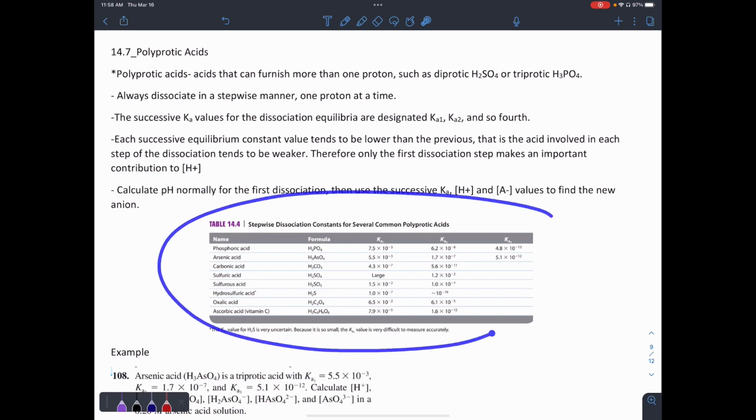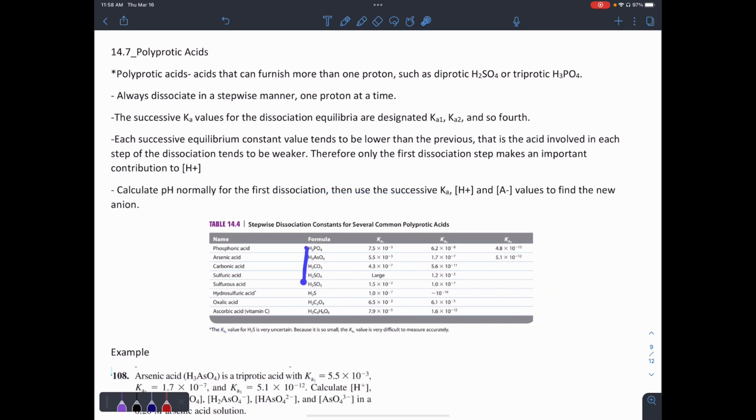So down here in the table, you can see several polyprotic acids and the K, the equilibrium constant that expresses the products over reactants when the first hydrogen comes off, the second hydrogen, and the third hydrogen. This one only has two hydrogens, so there are only two Ka values. This is a strong acid, so its first Ka value is actually too large to measure with certainty, but the second Ka value is that.